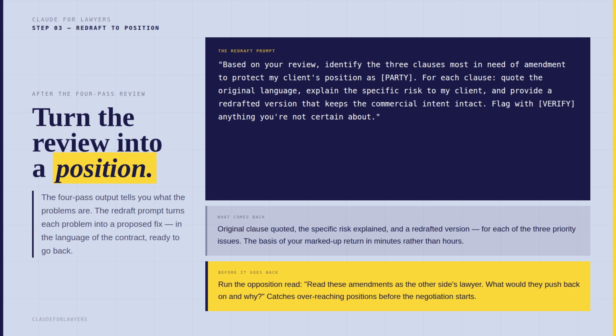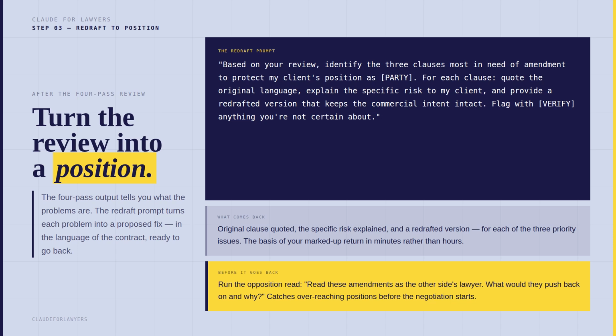The 3 clauses constraint is deliberate. You can ask for more, but in practice, the first negotiation position rarely tackles more than 3 or 4 issues at once. Raising too many points signals a difficult counterparty and dilutes the issues that actually matter to your client. 3 forces Claude to prioritize.